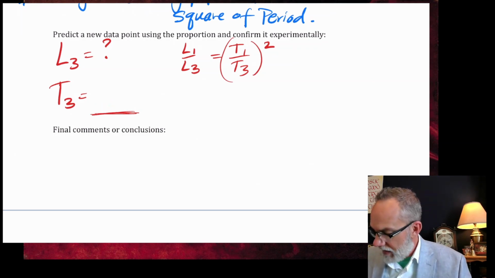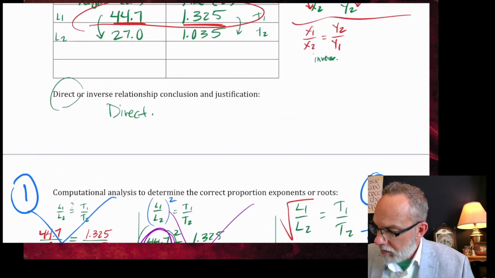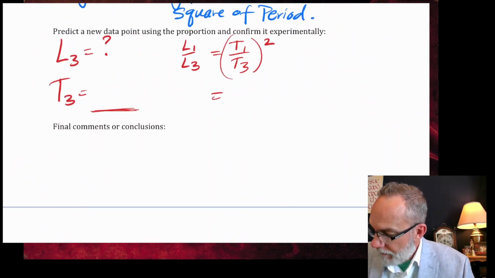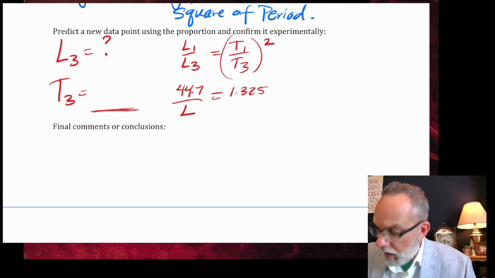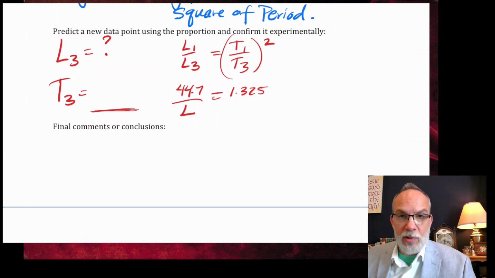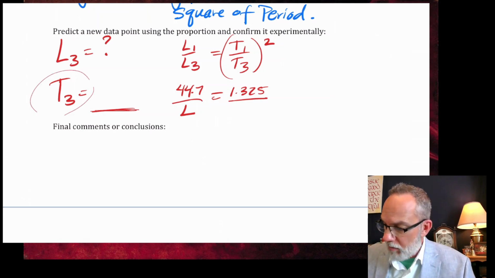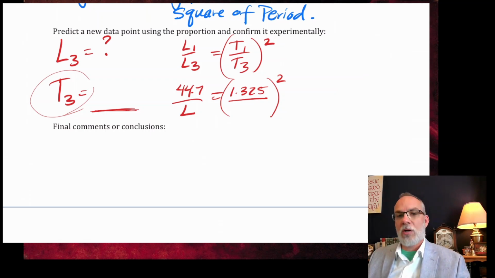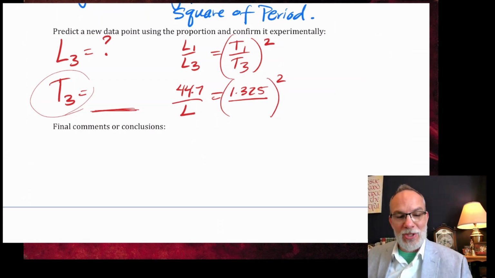And so you're going to have this set up. What was length 1? Right there, 44.7, and then 1.325. Your new unknown now is going to be L. You can leave it as L3 if you want to, but it's just L. And then you're going to get your new time from the pendulum, and then you're going to square that, and then you're going to do some algebra to solve for L. And you need to predict for me the length of that third pendulum.